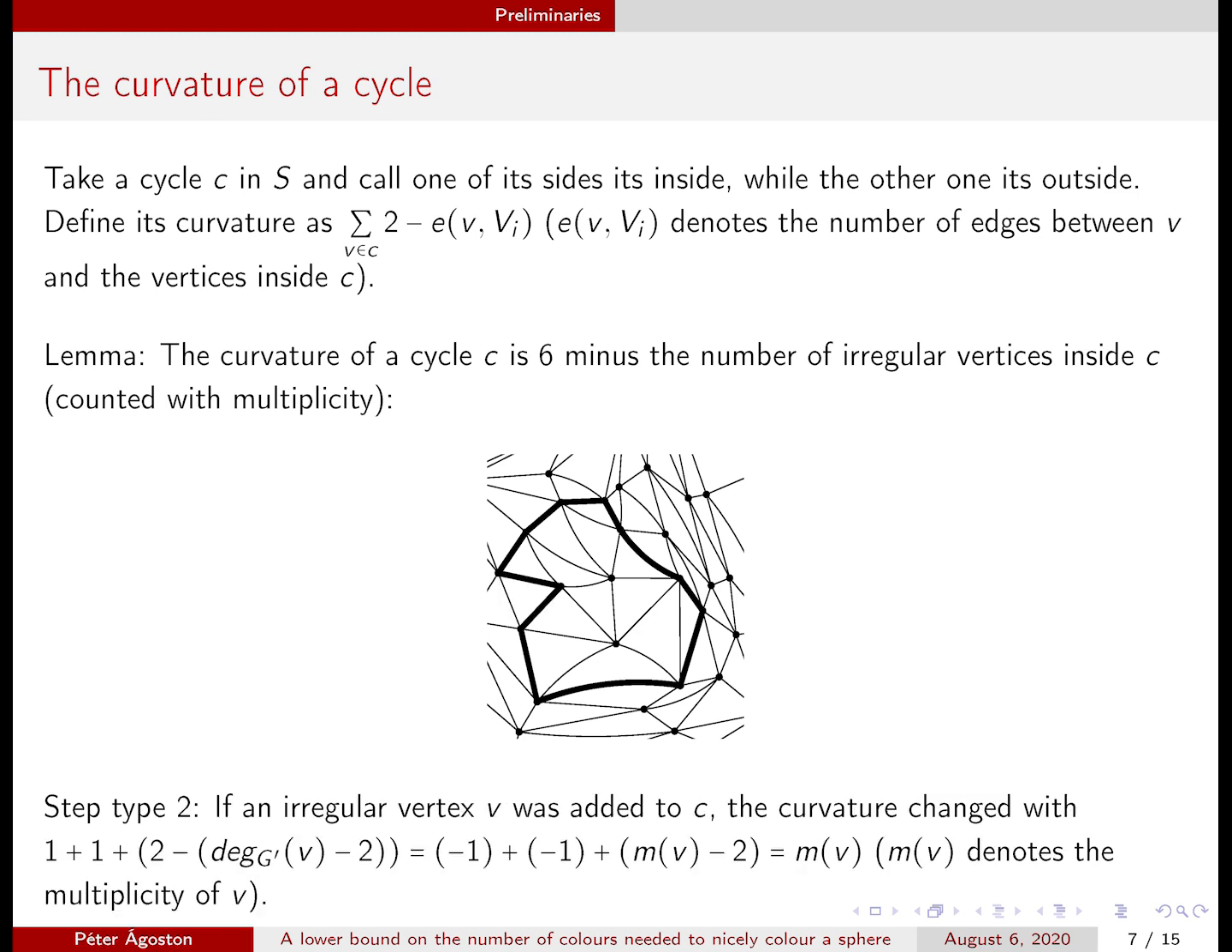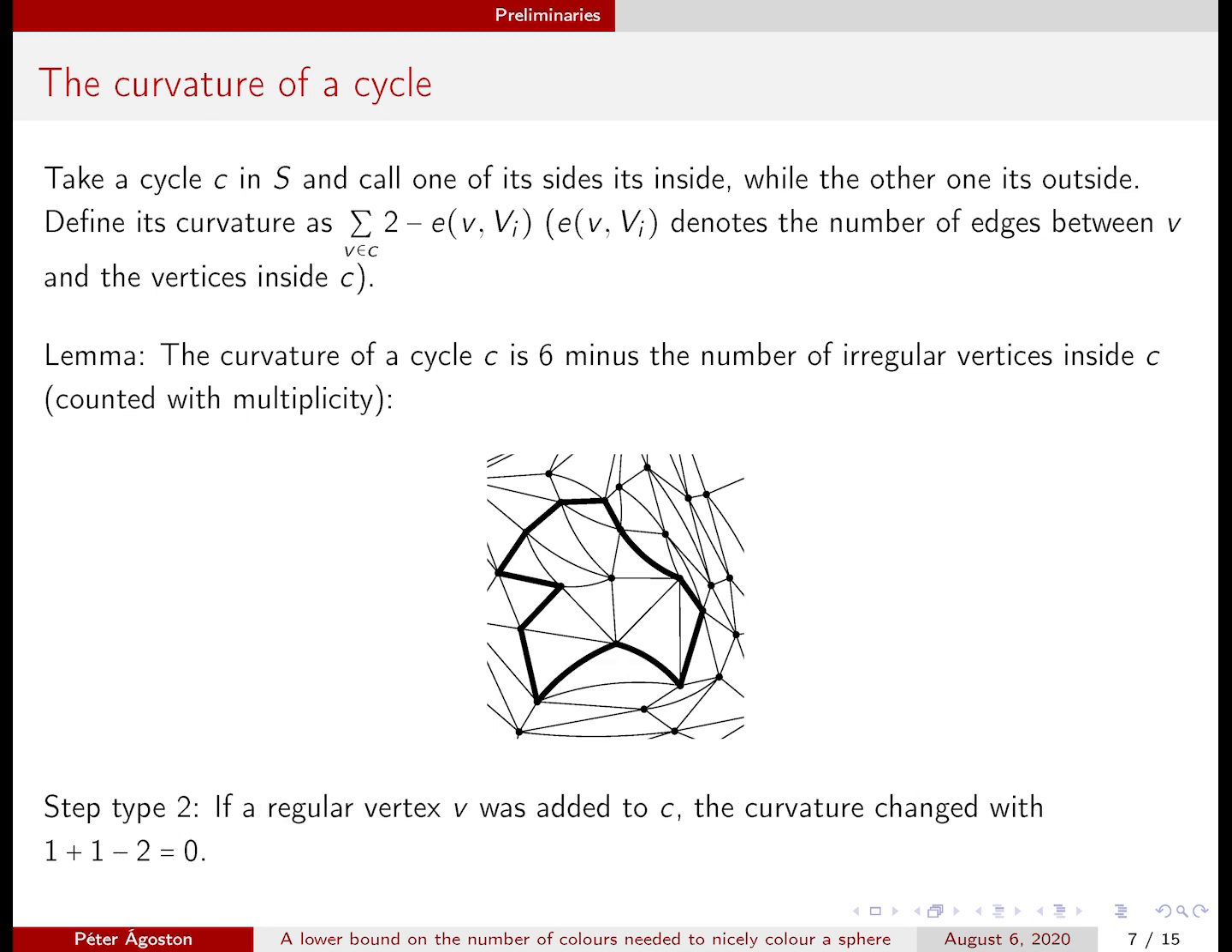The other kind of step is when we take a triangle inside C that has 1 side lying on C, then we delete this side from C and replace it with the other 2 sides. This way, if the new vertex is an irregular vertex, then it increases the sum by its multiplicity minus 2, while the other 2 vertices of the triangle decrease the sum by 1 each. So in total, the curvature has been increased by the multiplicity of the newly added vertex. If the newly added vertex is not an irregular vertex, then the curvature was increased by 1 each because of the other 2 vertices of the triangle, but this vertex decreased by 2, so the curvature did not change.